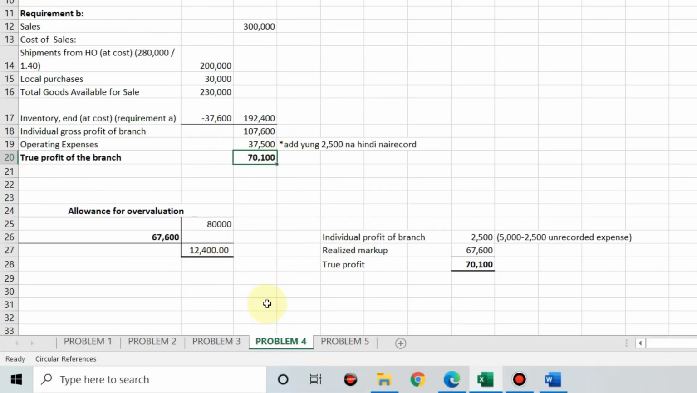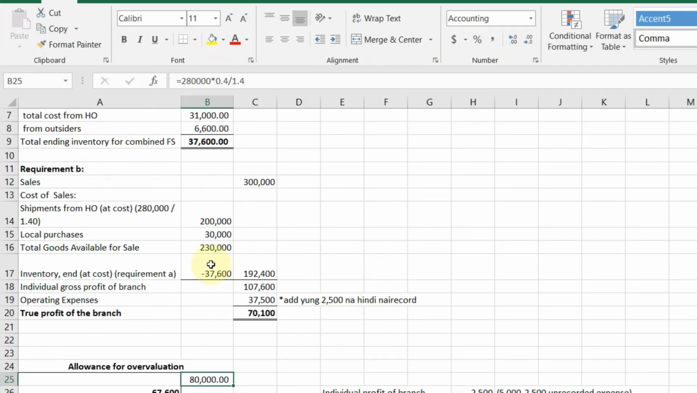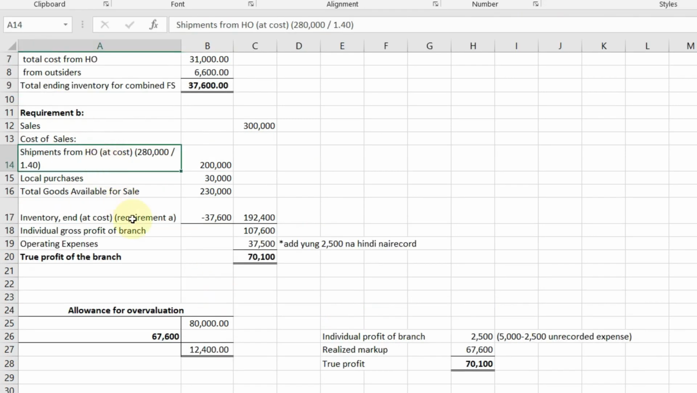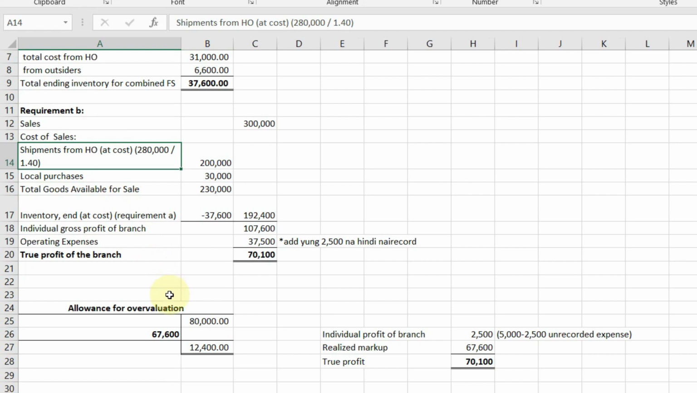Okay? Paano? Di gawin natin yung T-account ng allowance for overvaluation. You have beginning balance of 80,000. Okay, lagyan natin na 80,000. So, saan nanggaling itong 80,000 na ito? Ito is nakuha mo from shipments from HO. Okay? Kasi di ba sabi natin, shipments from HO is usually, kung walang inventory beginning, doon manggagaling yung allowance na unadjusted. Okay? Without considering the ending balance pa.